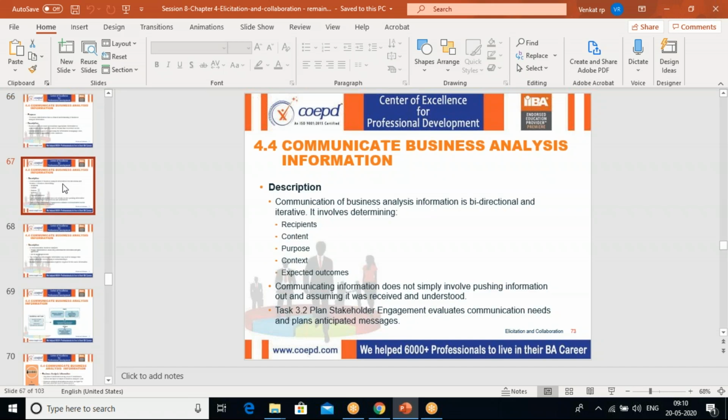Okay, the next is that we need to understand the communication is bidirectional. The communication of business analysis information is bidirectional and iterative. That is, it will happen continuously. What is involved here is determining the recipients, content, purpose, context, and expected outcomes. All this is involved here. And communicating information does not simply involve pushing information out and assuming it was received and understood.